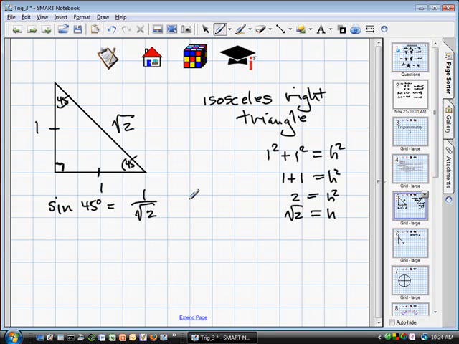Some books will write this as the square root of 2 over 2 because they'll multiply top and bottom by the square root of 2. I'd actually prefer that you just leave it like this. I think it shows you the ratios better.